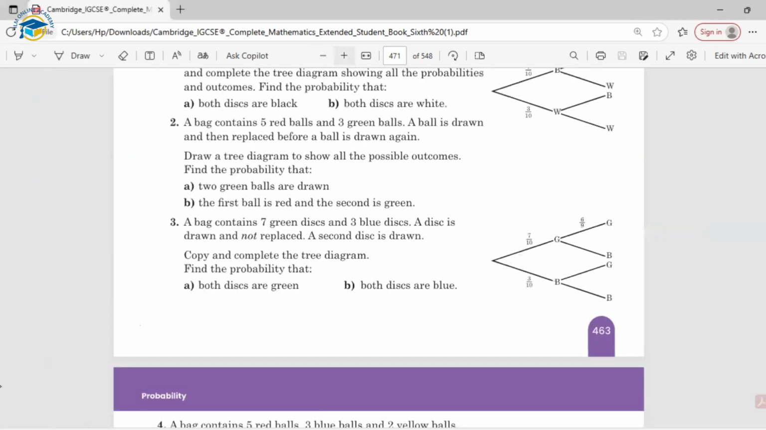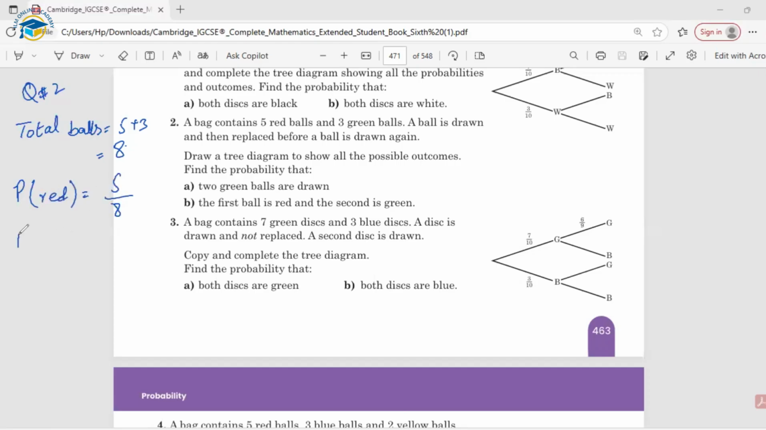Moving towards the second part, what they're saying is that a bag contains 5 red balls and 3 green balls. So first of all, here they haven't given us the tree diagram. So we need to draw the tree diagram. First of all, for question number 2, we will see the total balls. So total balls are 5 plus 3, they are 8, okay? 8 total balls. 5 are the red ones and 3 are the green ones. So the probability of the red balls is 5 over 8 and the probability for the green ones is 3 over 8.